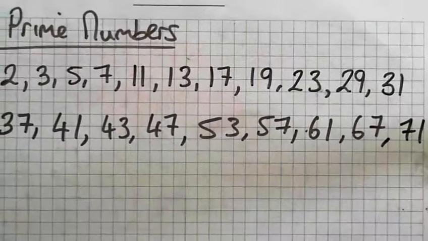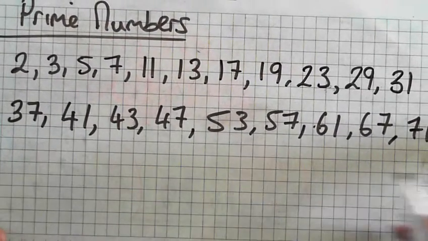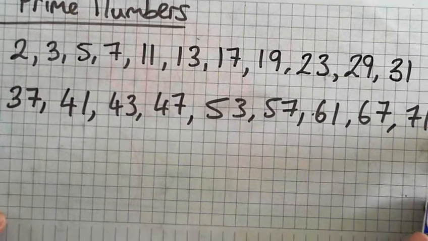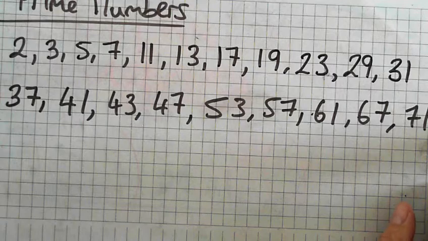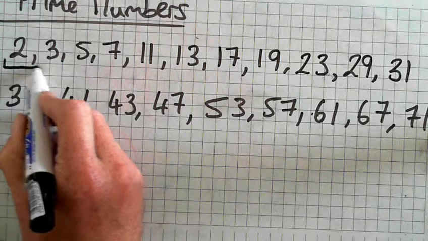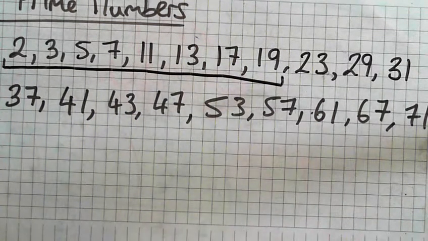Prime numbers. Now, for homework, it would be handy to have all of these prime numbers written down. For example, question 11. Write out the first 8 prime numbers. 2, 3, 5, 7, 11, 13, 17, 19. There's the first 8 prime numbers.